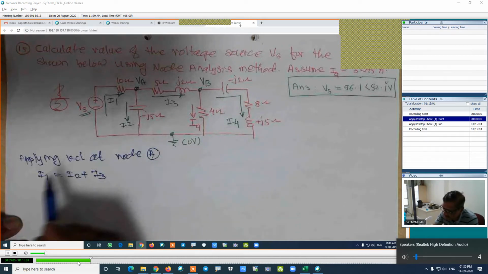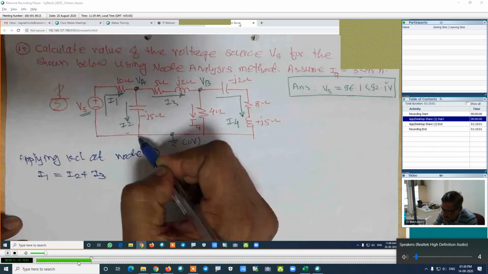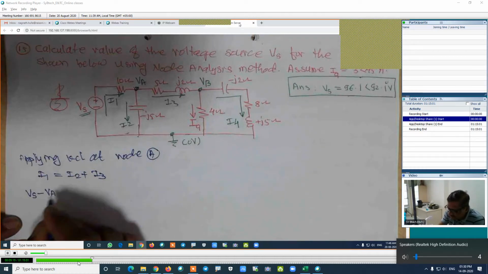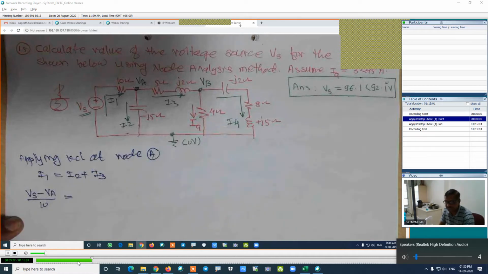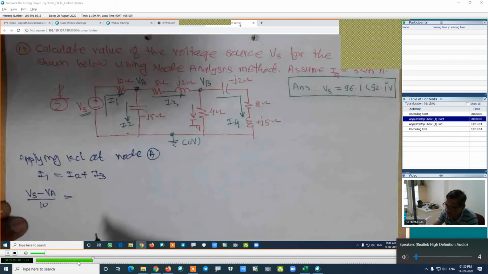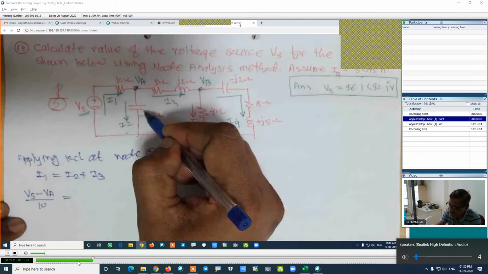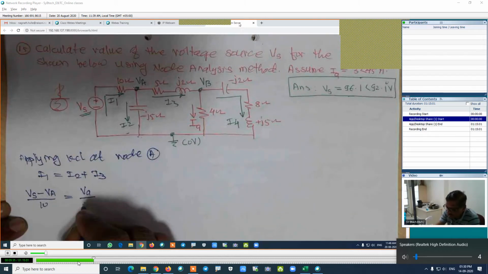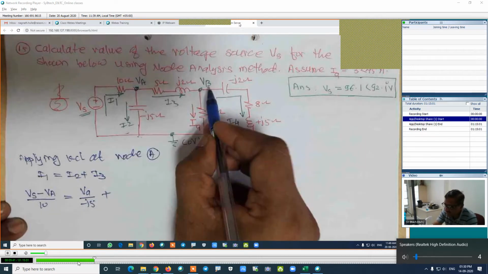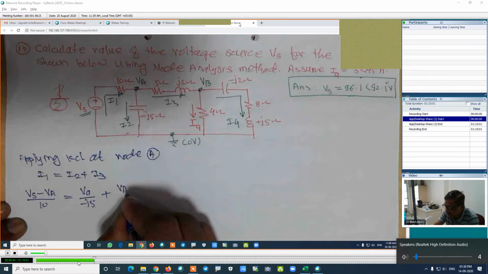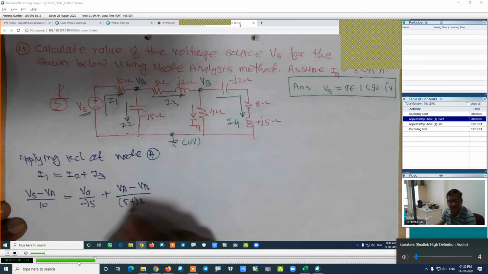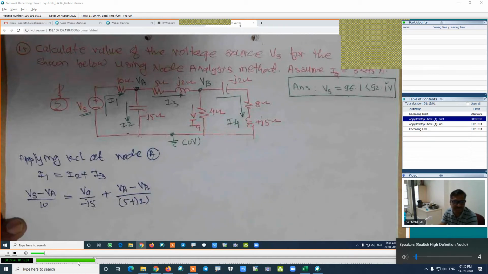To find the current I1, the potential is 0 plus Vs minus Va divided by 10. Means Vs minus Va divided by 10 is I1, which is equal to I2, the current in the vertical branch. Its equation will be Va minus 0 divided by this impedance, J5, means Va upon minus J5. Similarly, plus I3, which is Va minus Vb divided by this impedance, 5 plus J2.